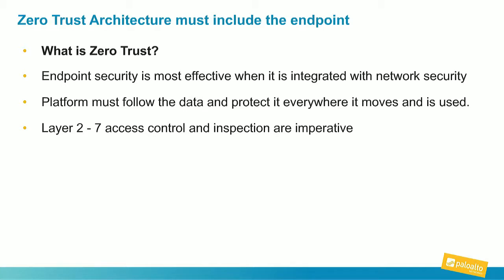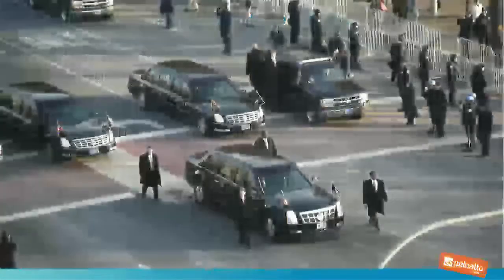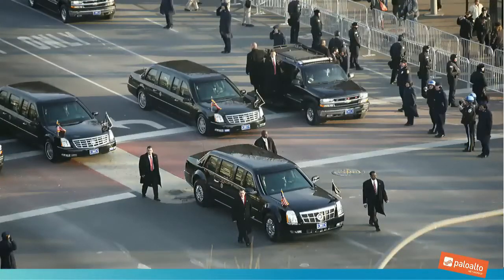So what is Zero Trust? Well, very simply, Zero Trust is the idea that trust is a vulnerability and we need to eliminate it. And the best way that I've found to explain what we're doing architecturally is show how the U.S. Secret Service does executive protection. This is a slide from President Obama's 2012 inaugural parade, and he is in the limousine at the bottom of the screen known as the Beast.